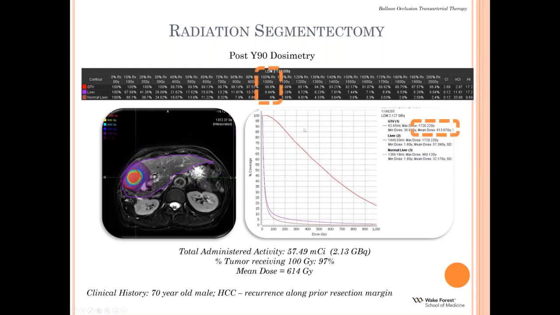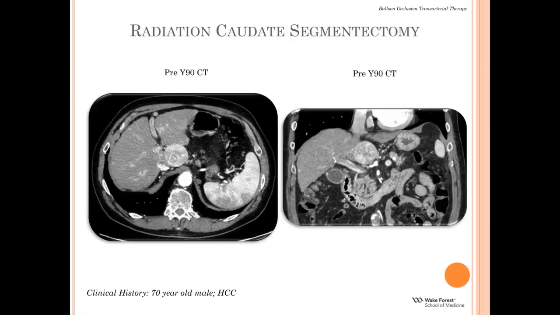And so again, looking at our dose tables here, we got about 97% above 100 gray to the tumor with a mean dose of 600 gray. So this is the same kind of numbers that you're going to see with glass microspheres, but you're doing it now with resin, mainly because you're able to pack this in using the selective delivery technique.